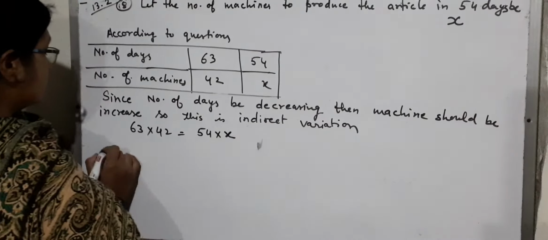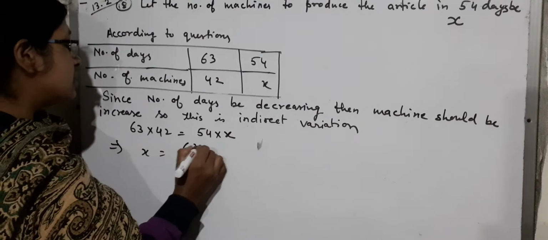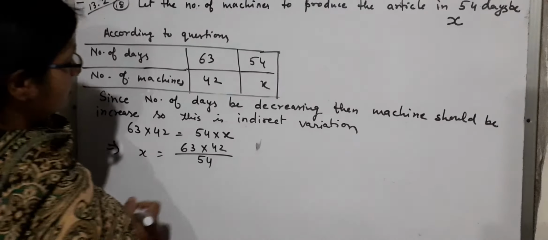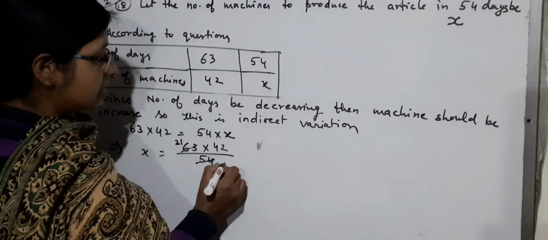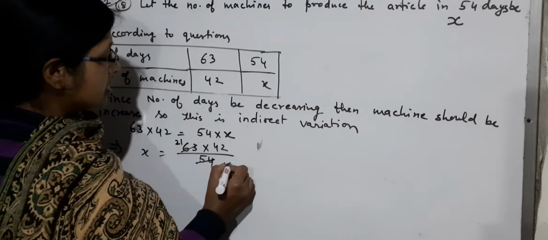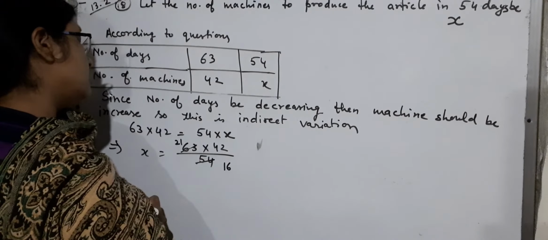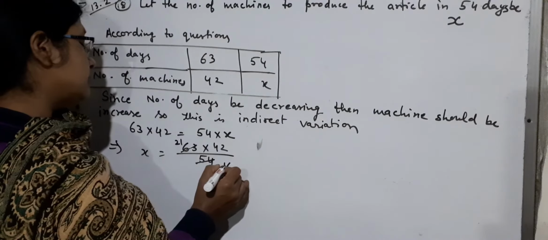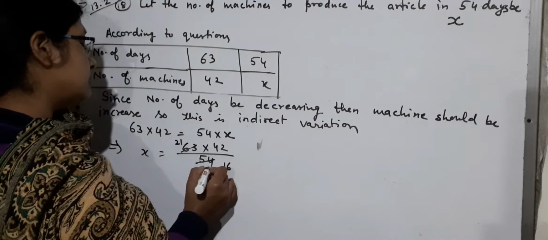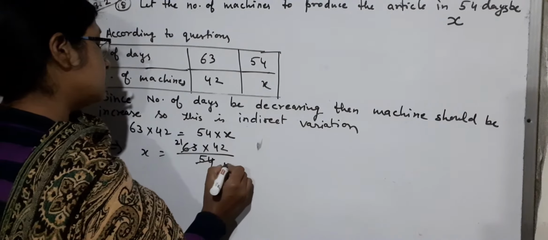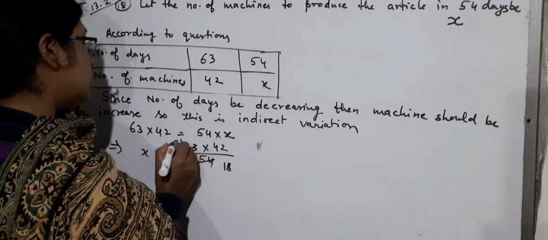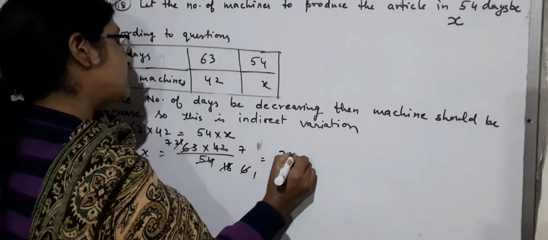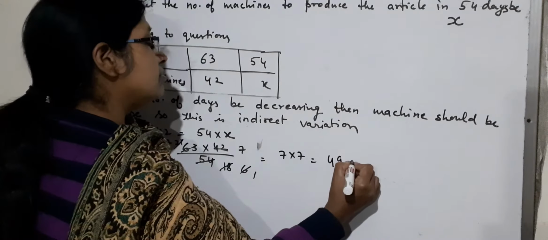This implies x is equal to 63 into 42 upon 54. 3 2s are 6, 3 1s are 3, 3 6s are 18, 3 8s are 24. Then 3 7s are 21, so 7 into 7 is 49 machines.